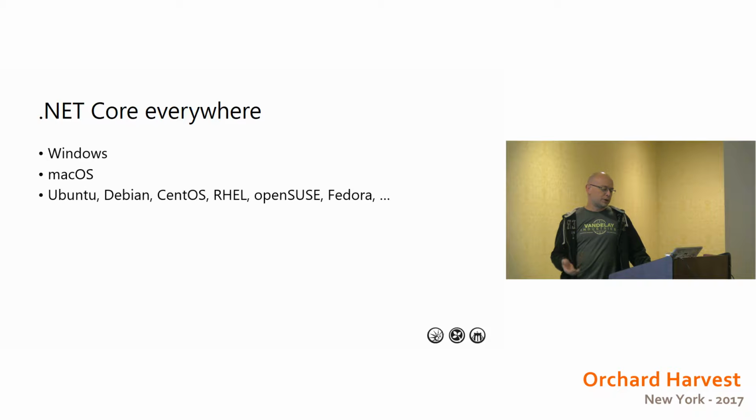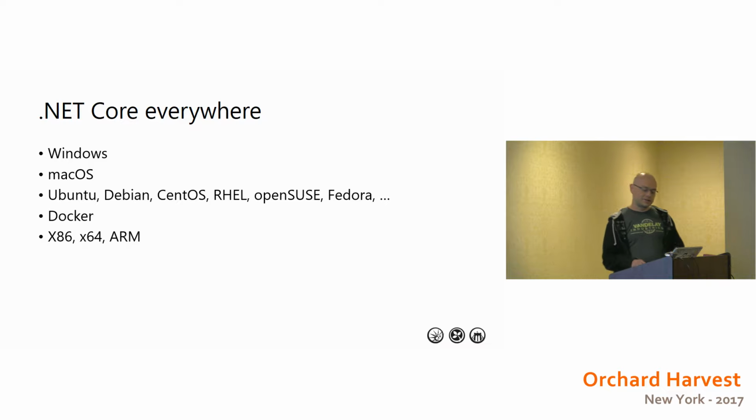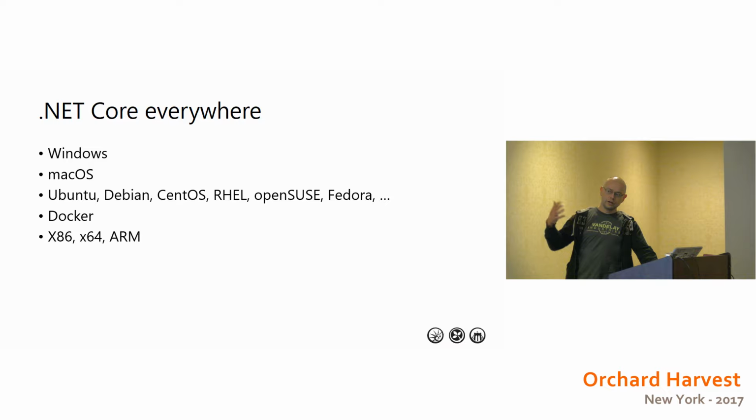All right, so .NET Core is pretty much getting everywhere. That is not exactly true, and I'm going to get back to that in a few slides. But well, .NET Core can run on Windows, it can run on Mac, it can run on various flavors of Linux, it can run on Docker, and it can run on most of the processor architectures out there. And this is only going to get better.